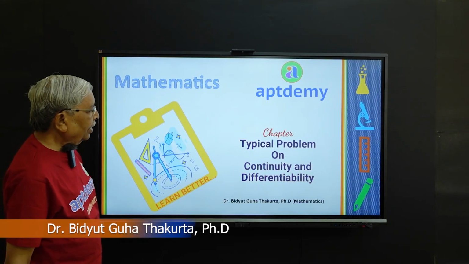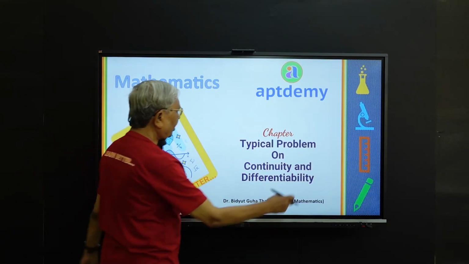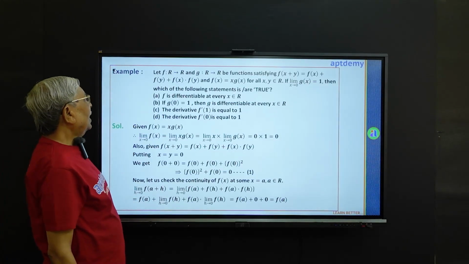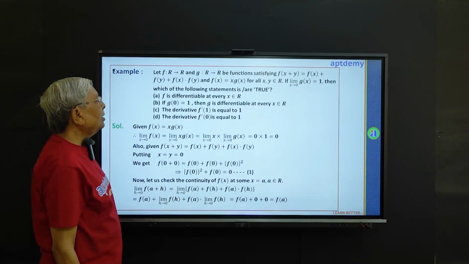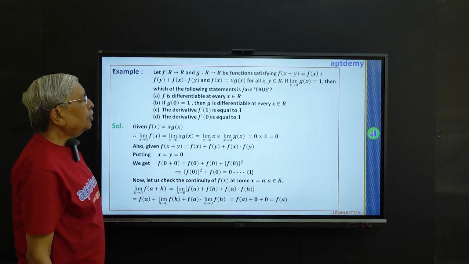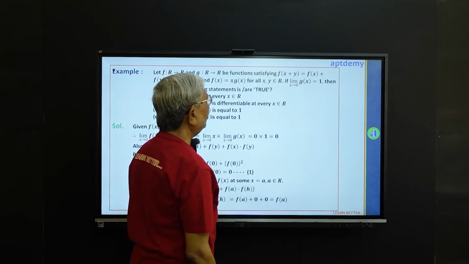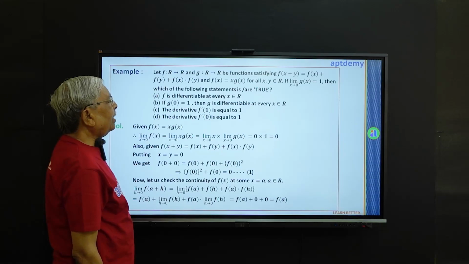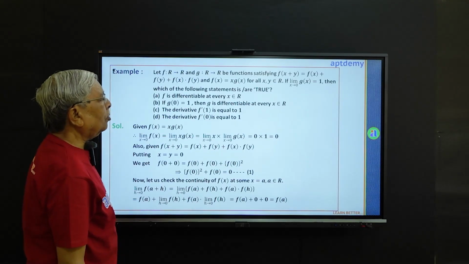Today we shall discuss a typical problem on continuity and differentiability. So let us take a problem. Let f be a function from the set of real numbers to real numbers, that is R to R, and g is another function from R to R, with the two functions satisfying the conditions f(x+y) = f(x) + f(y) + f(x)f(y) and f(x) = x g(x) for all x, y belongs to R.